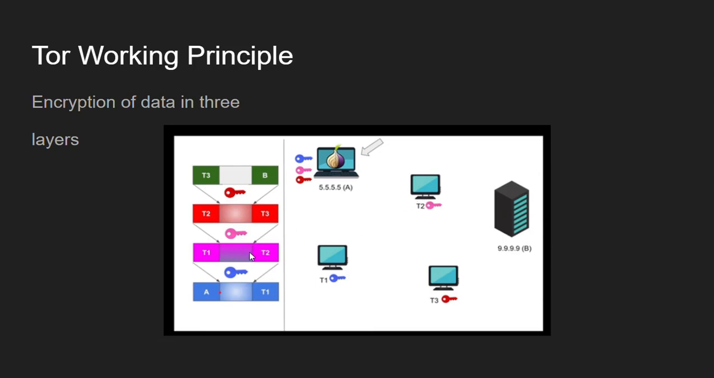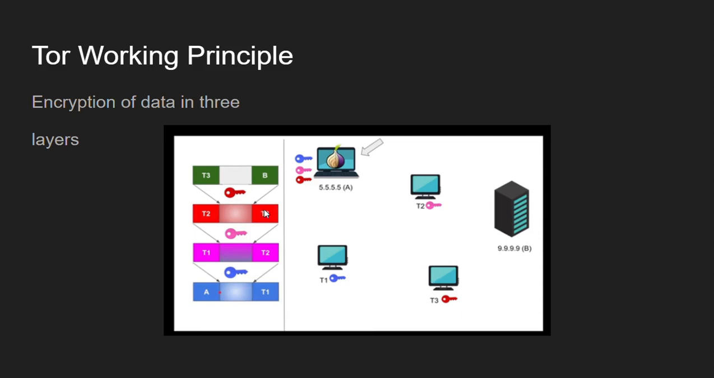When T2 receives this packet, it knows that it has the decryption key for this. It will use the key and decrypt this packet, and then it will get the red packet. It will see it cannot decrypt this packet. It will see the destination IP, and the destination IP is of T3. So it will pass on the packet to T3.